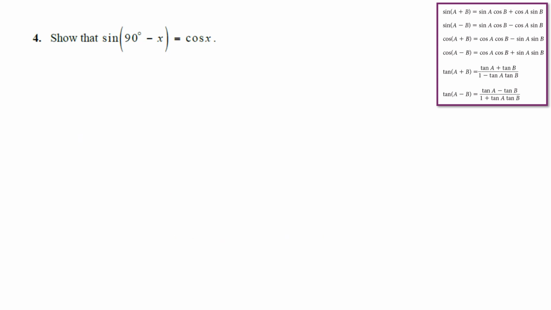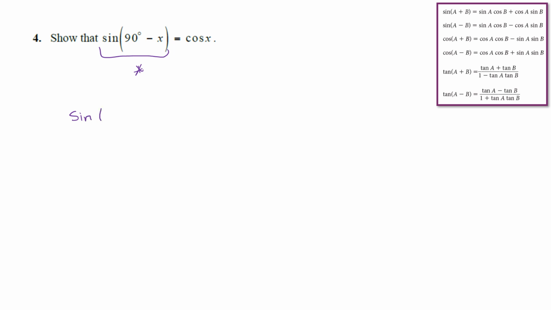Now, in this problem, we're asked to show that the sine of 90 degrees minus x equals cosine x. This is similar to one of the last problems we did, where we had x plus pi over 2, or x plus 90 degrees. Now we're taking 90 degrees minus x. So we want to see if this left side is equivalent to cosine x. The left side is the more complicated part, so that's what we're going to work with.